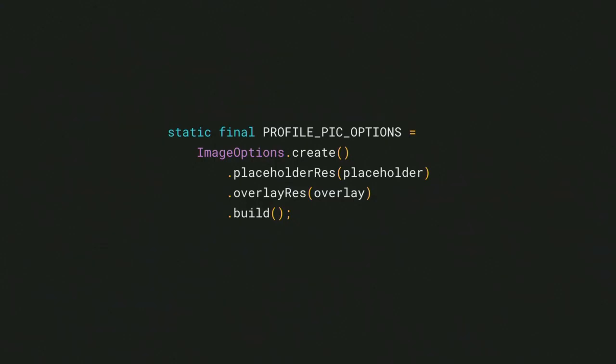So what Vito will do is lazily load a placeholder only if it's needed. For example, if we know that the image is already in cache, we're not even going to inflate the placeholder image, because we don't need it, which is better for performance.